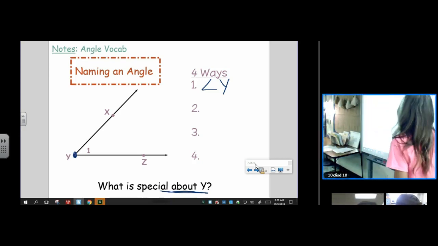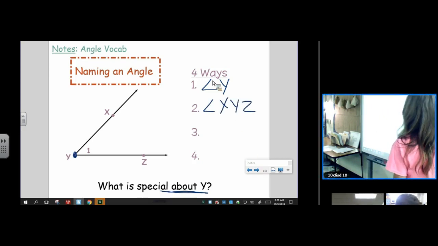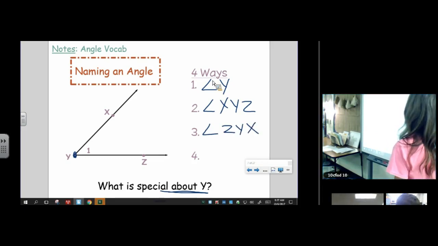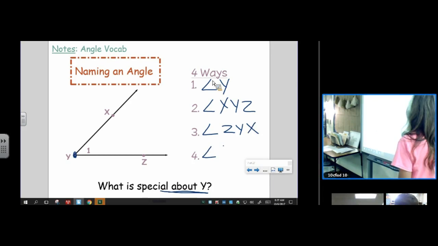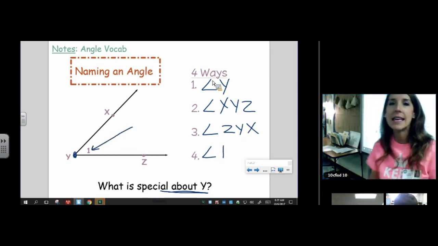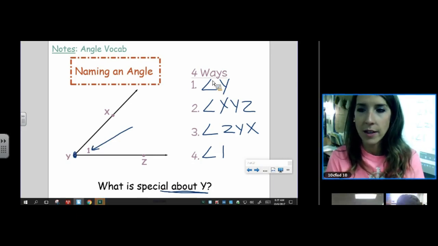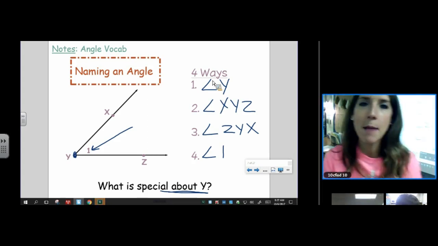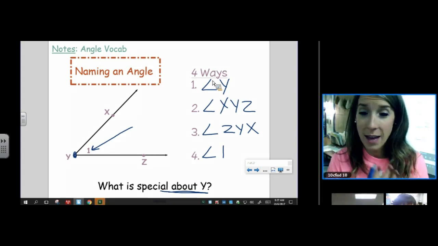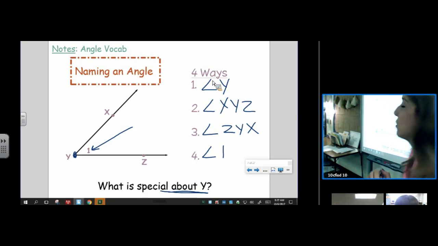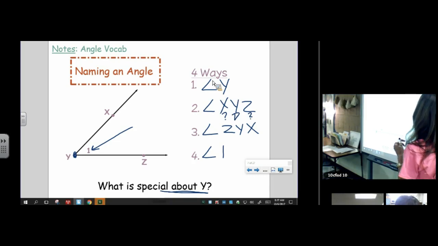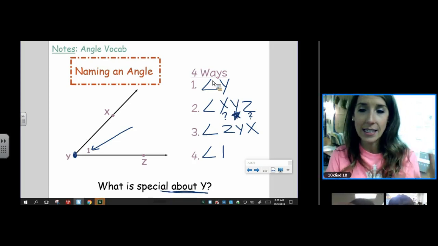All right, you can also name it angle XYZ. You can also name it angle ZYX. And you can also name it angle 1 because there is a number in the interior of the angle. If a number's not there, you can't make one up. It has to already be there on the diagram. When I chose to name it with 3 letters, what letter always came second? Good, Pranika. You already noticed that. If you choose to name it with 3 letters, it doesn't matter what comes first, and it doesn't matter what comes last, but you must name it with the vertex as the second letter.